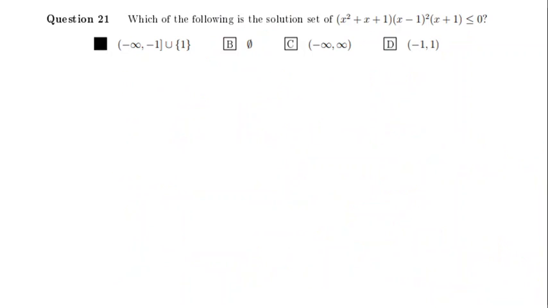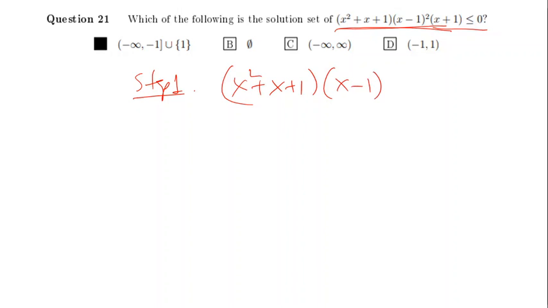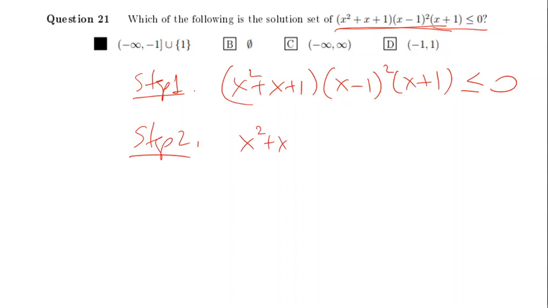Now, which of the following is a solution set of this inequality? Okay, we have to do this step by step. Step 1 is easy because it's already less than 0, so we have zero on one side. It's in standard form. Now step 2 is to find the solution of this product.